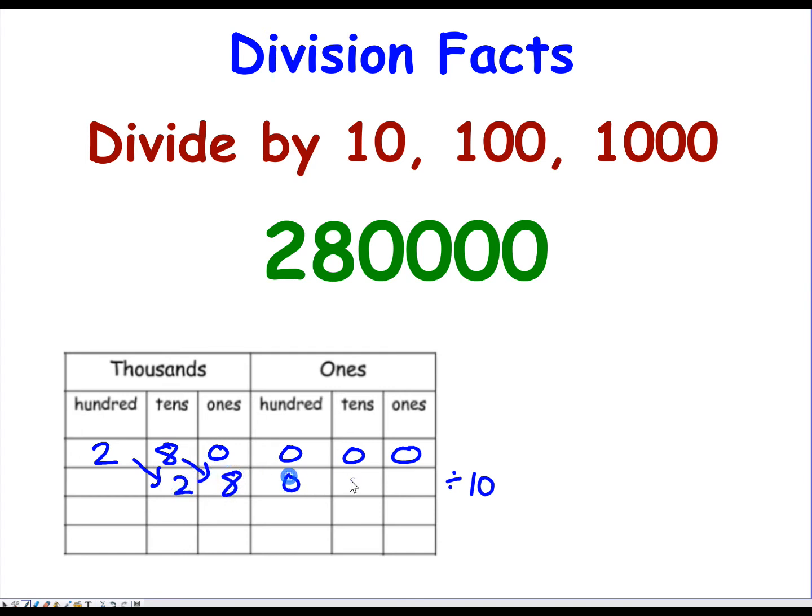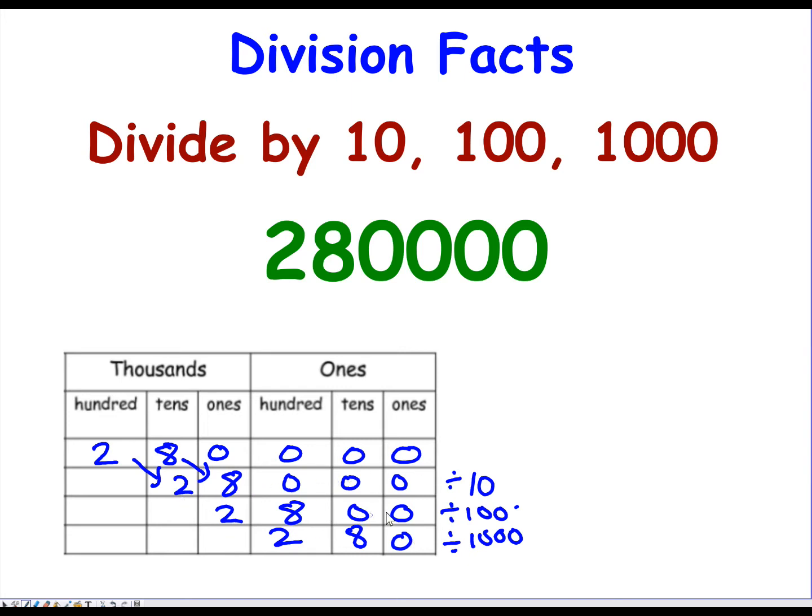So it becomes 28,000. We do the same again when we're dividing by 100. So the original number would move 2 places to the right. And then finally, dividing by 1,000, we would move it another place to the right. So it becomes 280.